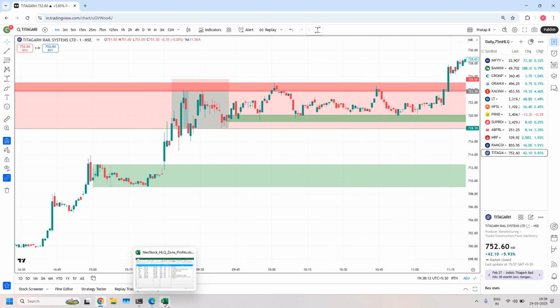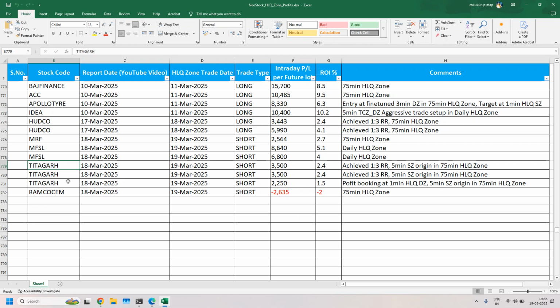Okay, how much profit did we get from the 3 trades? In Titagarh, you got the first trade 2.4% ROI, the second trade 2.4% ROI with a profit of 3,500. The third trade only 1.5% ROI you would have got because you booked a little earlier, and your profit could have been 2,250 rupees.